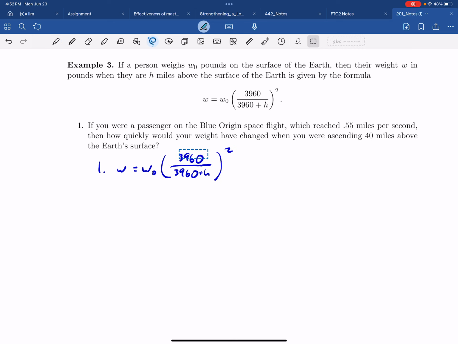Right? So we just have this formula. Okay, no problem. And we're really asking for the change in weight, right? So it's good to write down what you're trying to solve, right? But whatever it is, we should note that it's going to be miles per second, or MPS if you want, okay? That is what we're trying to solve.